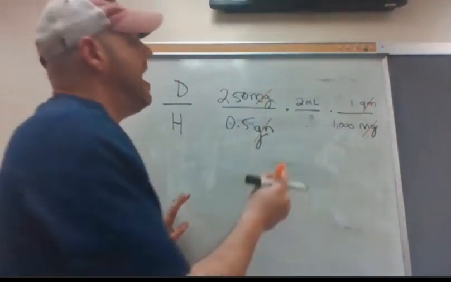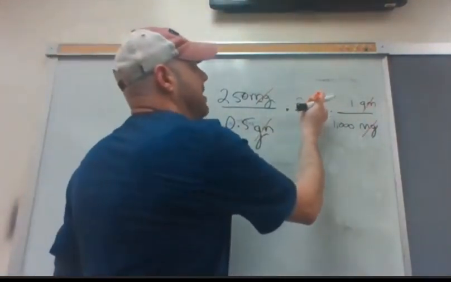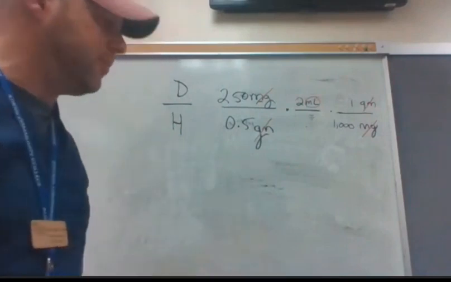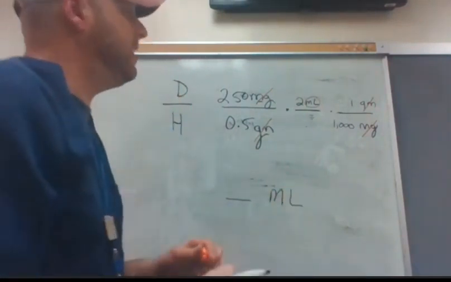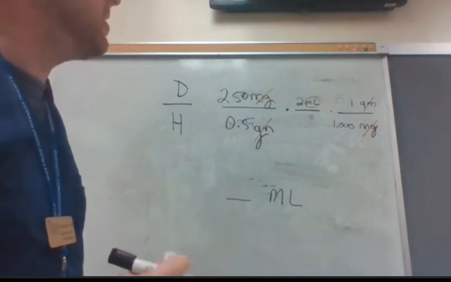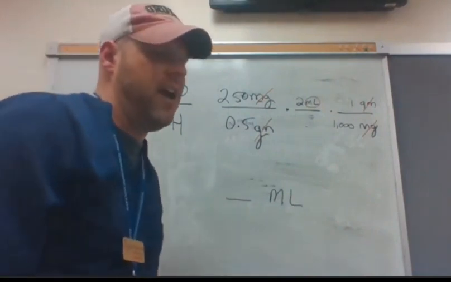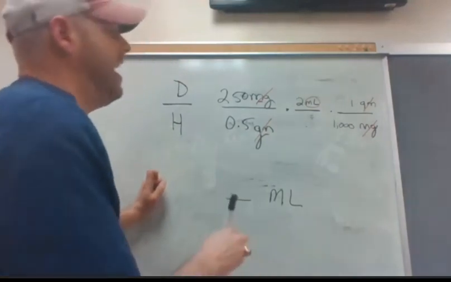So I can cancel those, and the only one I'm left with is milliliters, and that is what I am solving for, correct? Which means you're on the right path. So all I have to do is math from here.